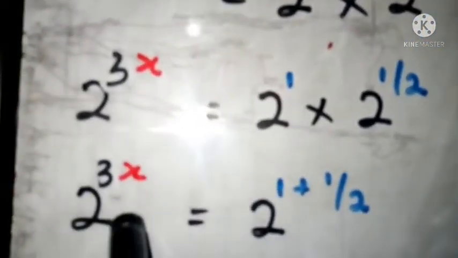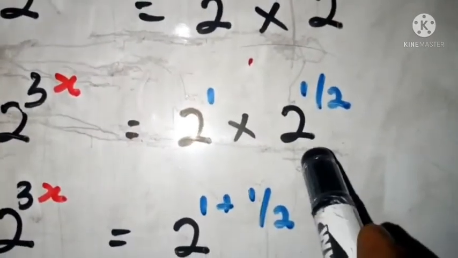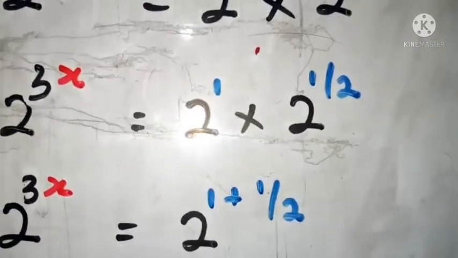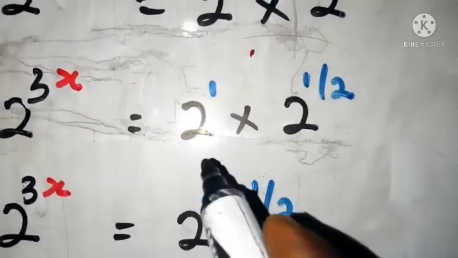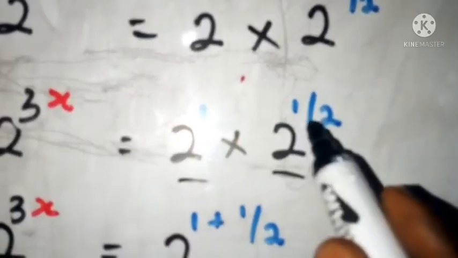So what is happening here? We don't have any issue again, but look at this guy. They are multiplying. Can you see? They are multiplying. So I know one law. That's the first law: if the bases are the same and they are multiplying, what do you do? You just add the exponents here, right?